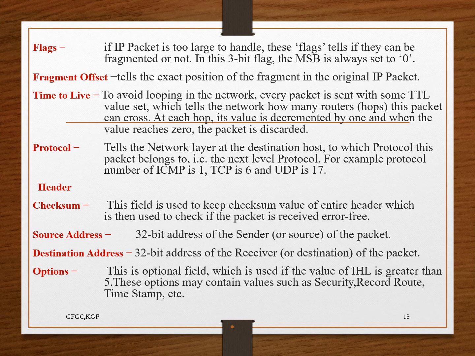This field is used to keep the checksum value of the entire header, which is then used to check if the packet is received error-free. Next are the source address and destination address, which are 32-bit addresses of the sender and receiver of the packet. Options. This is an optional field which is used if the value of the header length is greater than 5. These options may contain values such as security, route record, and timestamp, etc.